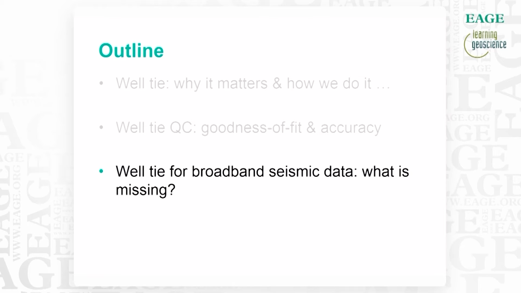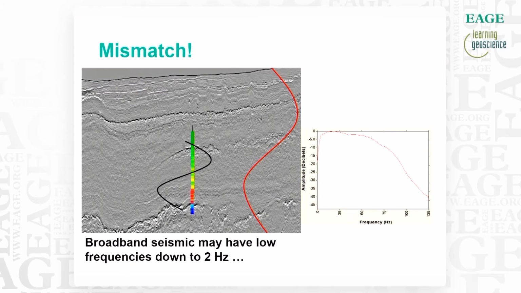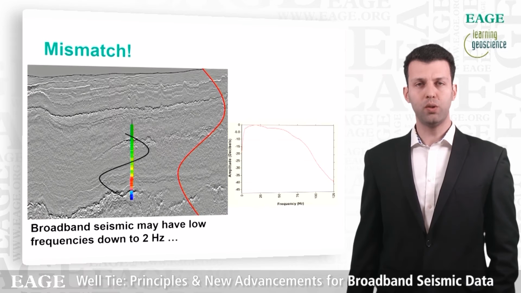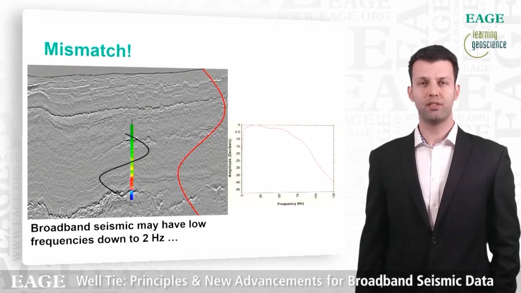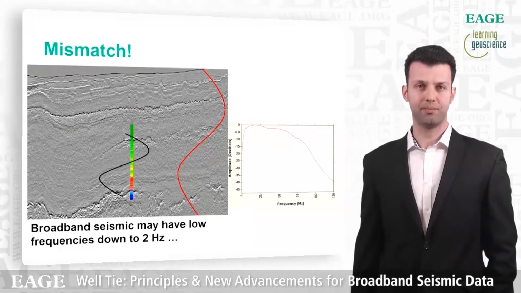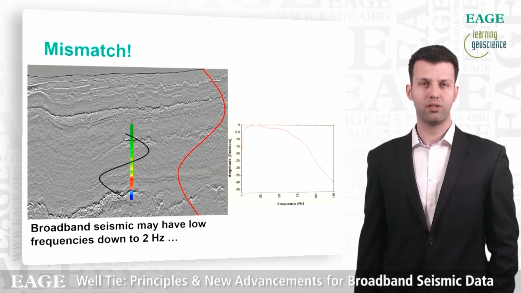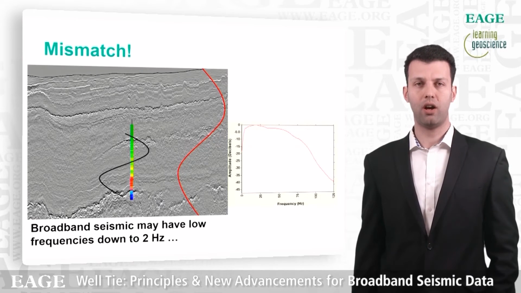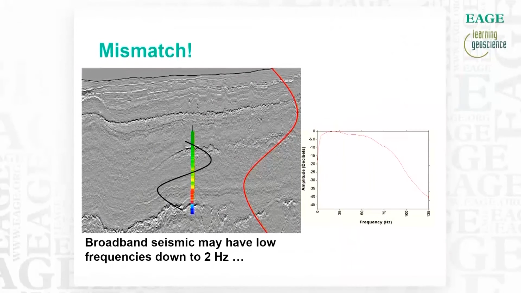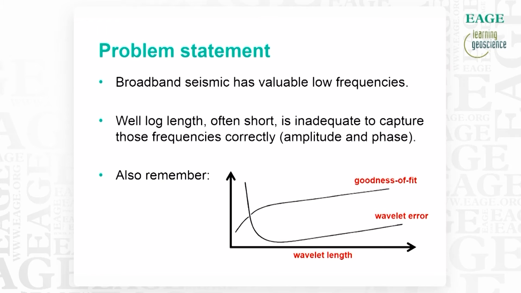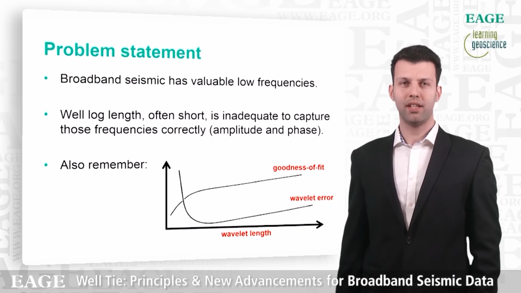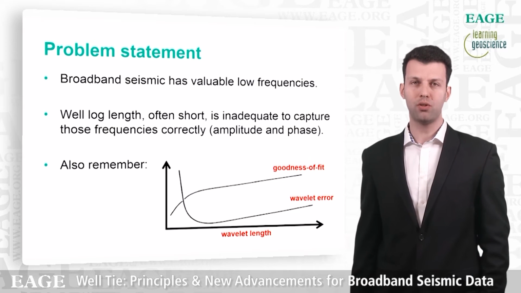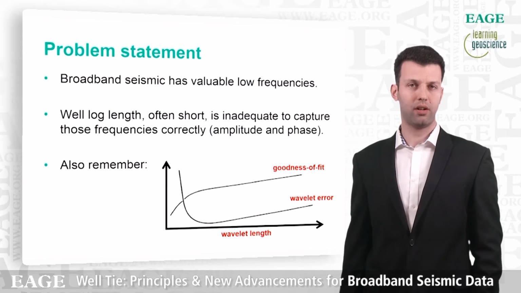Now I focus on broadband seismic data. What is missing? The reason we discuss broadband seismic here is because of a mismatch. The new technology in broadband seismic promises us low frequencies down to 2 Hz. On the other hand, well logs are in depth, and when they are projected in time, they are often very short, which means they cannot support the low frequency. So on one hand, we have broadband seismic, which has valuable low frequencies, and on the other hand, we have well logs, which are often short and inadequate to capture those frequencies correctly.